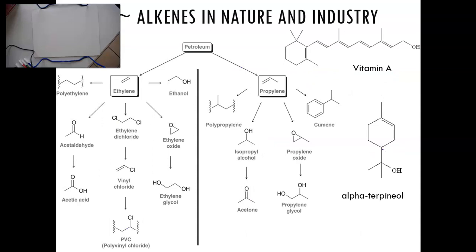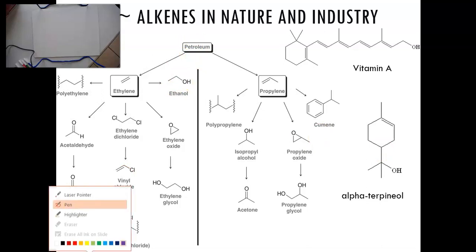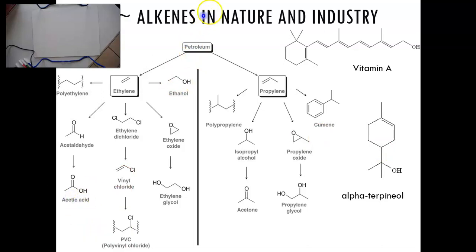We also always like to talk about how this connects to the real world, and so here's just a couple examples of alkenes that we would find in nature as well as in industry. So the flow chart here shows us how alkenes are made. And so at the top of our flow chart we have petroleum. And so petroleum is something that we find as a natural resource. And from that we can go through a cracking process to create ethylene and propylene.